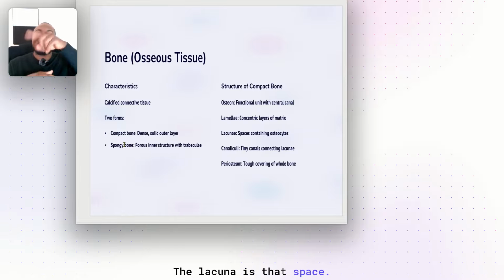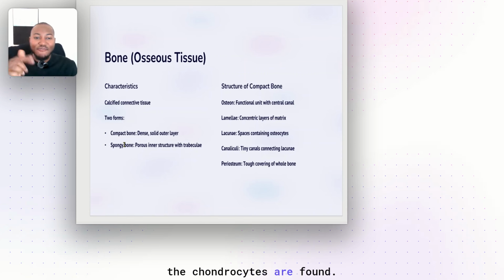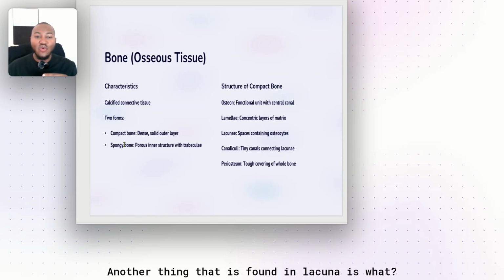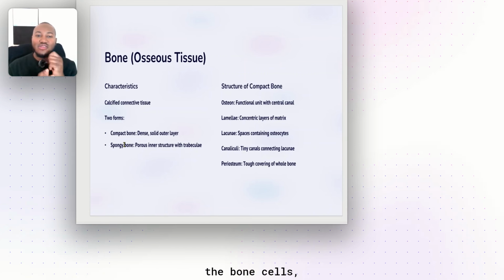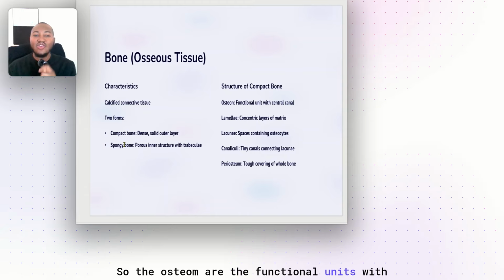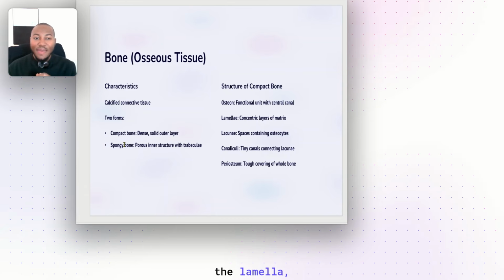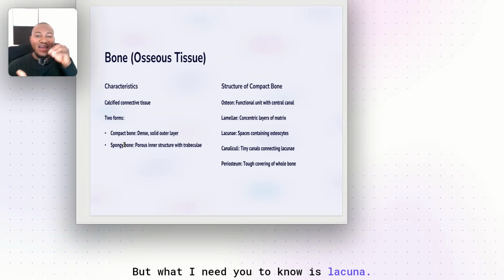The lacuna is that space I told you that chondrocytes are found. Another thing that is found in the lacuna is what? The osteocytes, the bone cells. The osteon is the functional unit with the central canal. The lamella, concentric layers, we have the canaliculi, these tiny canals that things pass through, and we have the periosteum. But what I need you to know is the lacuna.